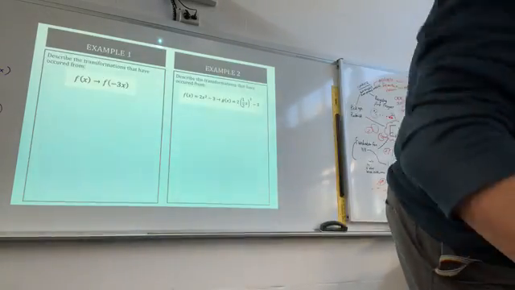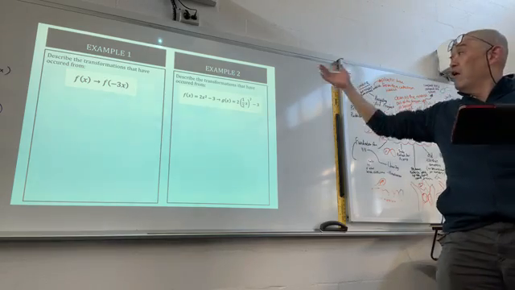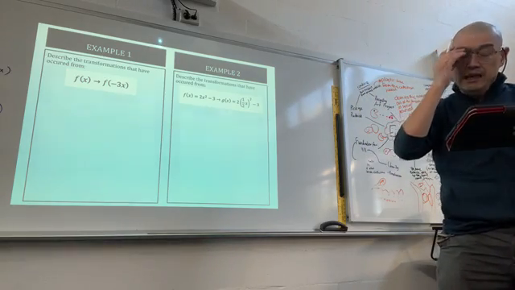So in this case, describe the transformation that would have occurred from f(x) to f(-3x). First, let's talk about the dilation.